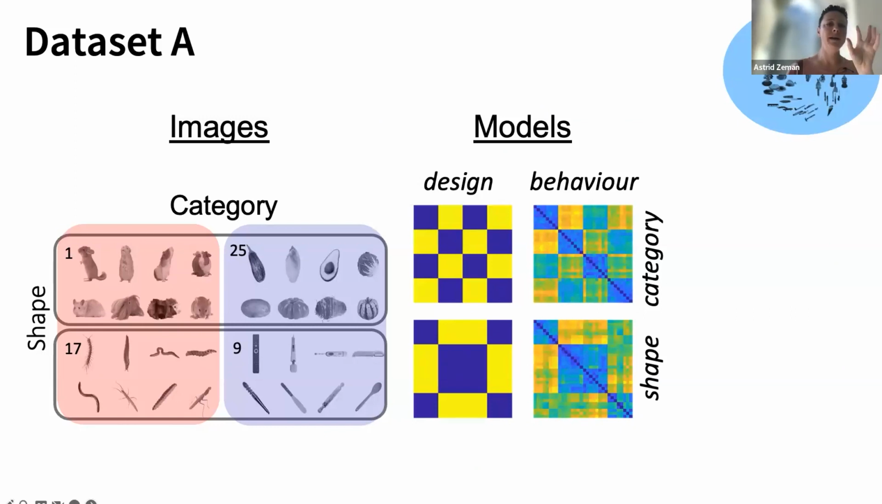So we can then derive these models, we call them behavioral models, that allow us to, based on this drag and drop technique, which is really officially called multiple object arrangement, we can then create these behavioral matrices for shape versus category. And we can do this for both data sets.